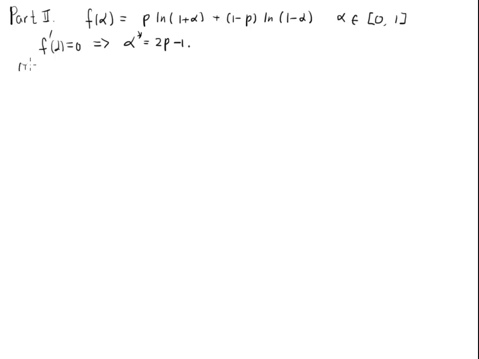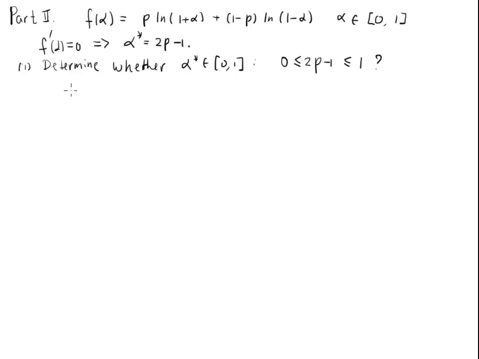So we need to determine whether this alpha star is inside 0 and 1. Because we have a parameter p over here, we are really solving two inequalities. This is the one we want to look at. We want to look at whether 2p minus 1 is less than or equal to 1 and bigger than or equal to 0. So this is the one we are asking.